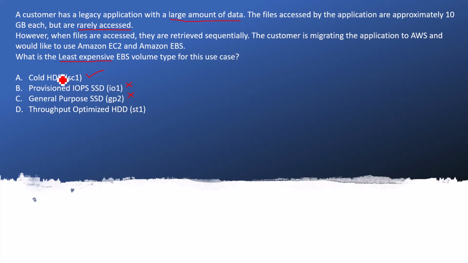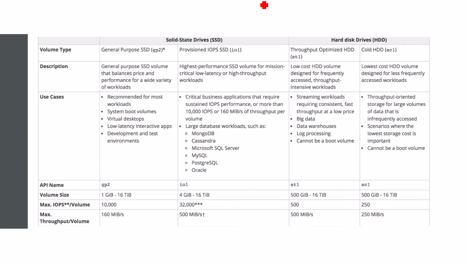Throughput Optimized is a bit more expensive than the Cold HDD, so I'm marking it as wrong because all the requirements are fulfilled by the Cold HDD. So when you are in the exam, keep in mind that when it is talking about the least expensive, first find out which EBS volume is the least expensive, then check whether it fits the other requirements or not, and then proceed further.